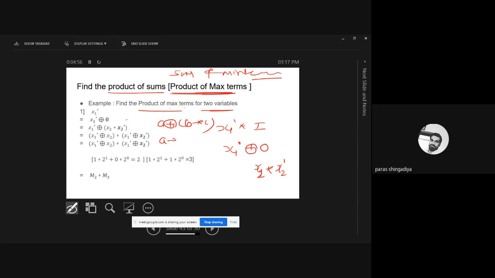So that will be A ring sum B star A ring sum C. Clear? A means x1 dash, B means x2 and C means x2 dash. So it will be A ring sum B star A ring sum C. Clear? x1 dash ring sum x2 star x1 dash ring sum x2 dash. And now we'll check the max term answer to derive the exact form.